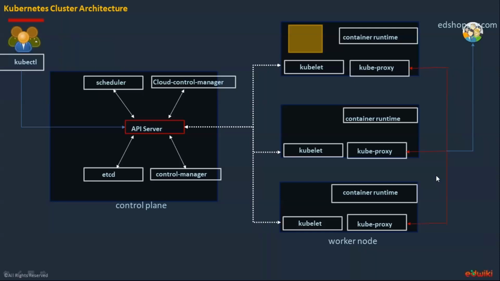If your worker node is not registered with the API server, then it will not be there in the etcd database, and your API server will not manage the worker node. So every worker node must be registered with the API server: hey, I want to register with you, and I'm there to run the containers. Then only will your API server consider that worker node to run the applications.